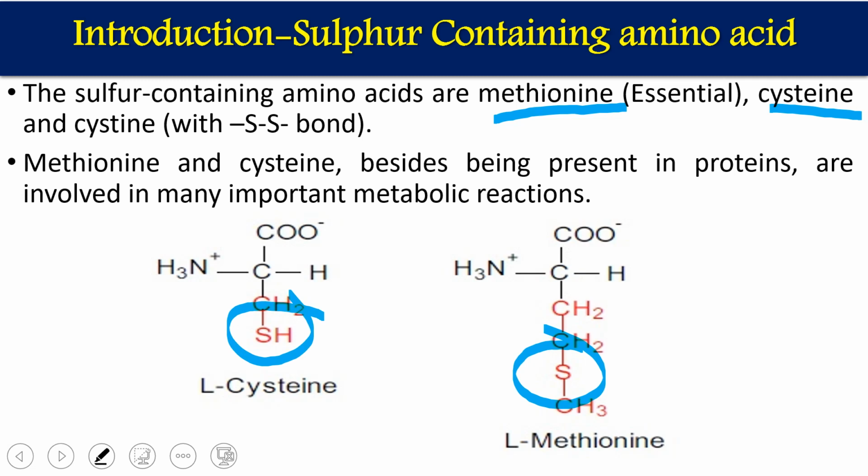Normally methionine is the first amino acid in most cases where protein synthesis initiates. Cysteine is normally involved in disulfide bond formation. The only amino acid which will give you a disulfide bond is cysteine. If two cysteines join together by a disulfide bond, we call it cystine. So cystine is nothing but two cysteines joined together through a disulfide bond. Methionine and cysteine have a number of functions, along with their involvement in protein synthesis.